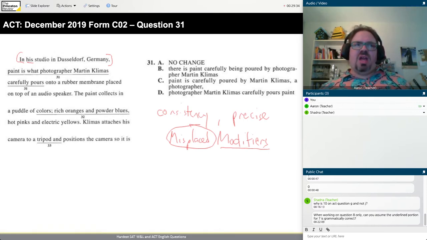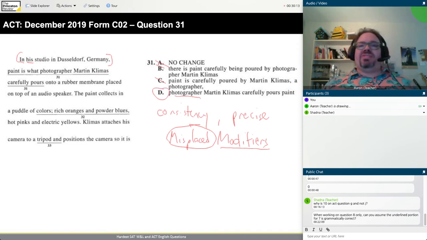It's the artist. So what do we need as the very first part of the answer choice? The photographer. We need Martin Klamas. A starts with paint, not Martin Klamas, so this is making a modifier error. B, there is paint. No, that's not Martin Klamas. C, paint is. Still not Martin Klamas. D, photographer Martin Klamas. We added photographer there because that's another modifier that's modifying Martin Klamas, so it's in a good spot. D is the only answer that solves this issue.